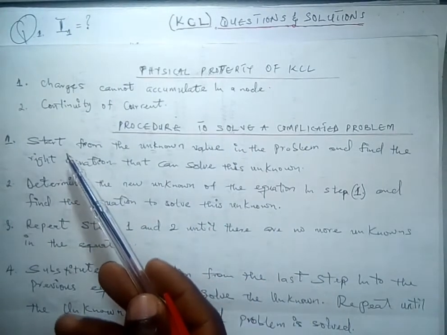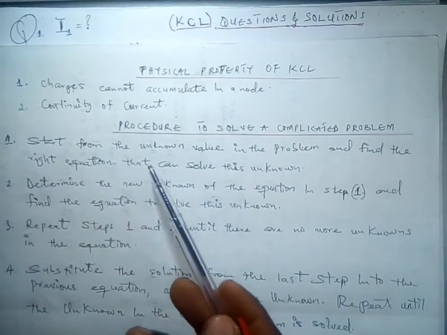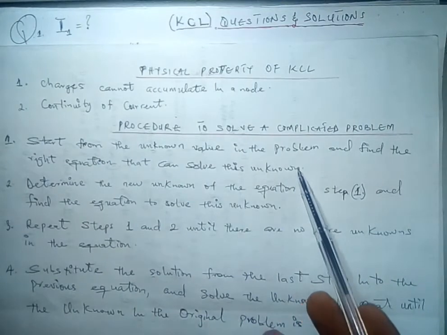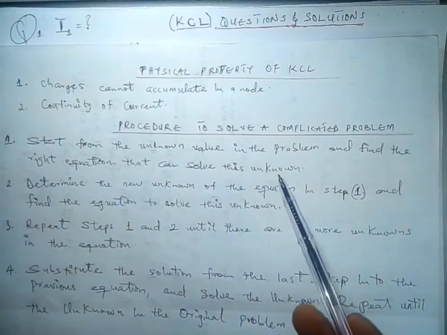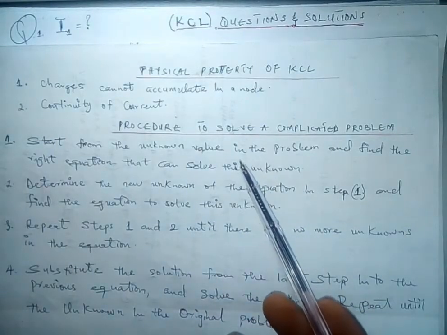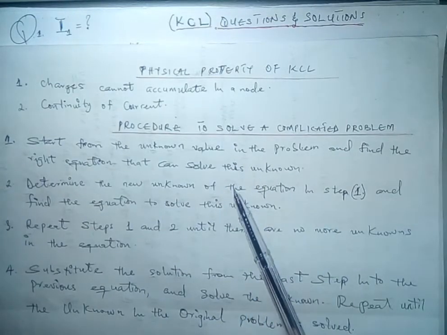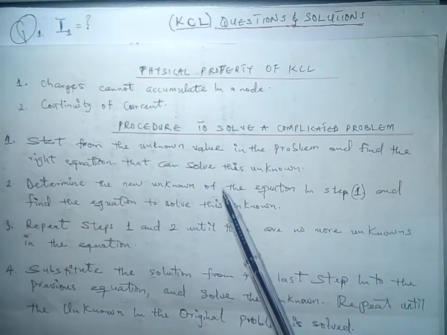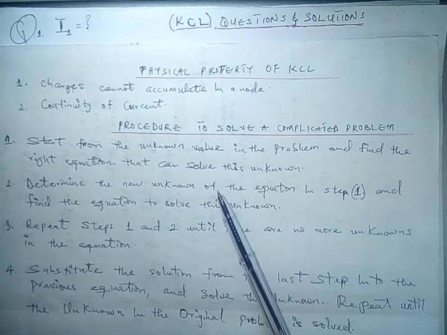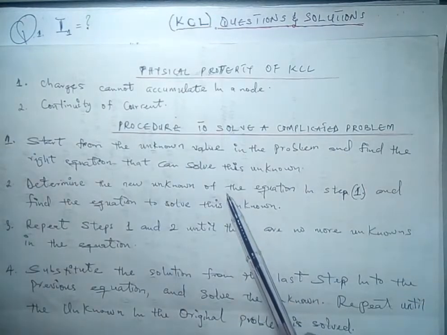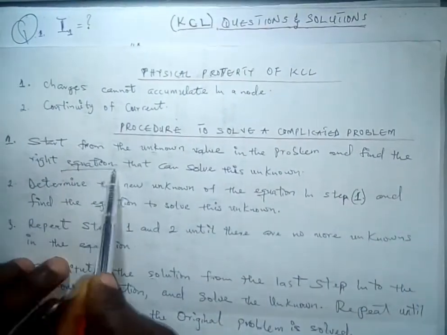We've said that we start from the unknown value in the problem and find the right equation that can solve this unknown. The equation we are talking about is still the KCL equations. We gave some methods. The first method says the algebraic sum of current in a circuit equals 0, while the other one says the algebraic sum of current that enters a node is equal to the algebraic sum of current that leaves the node. We are going to apply them in solving. That's when we talk about the right equation.